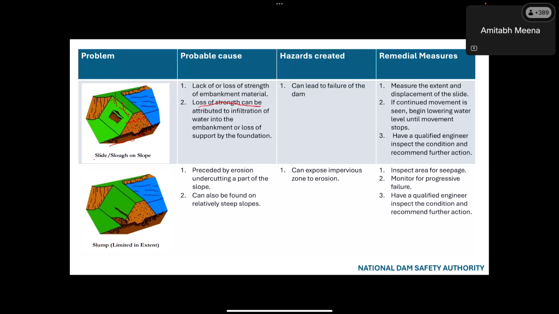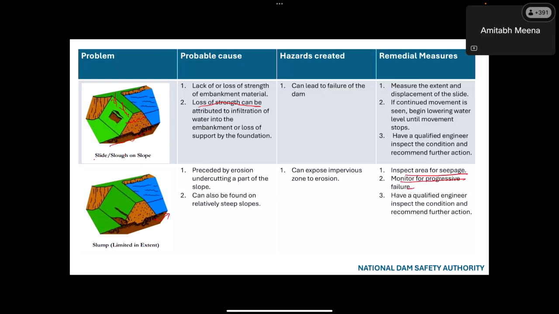And then appropriate measures should be taken. In this case, this slump has occurred. This was limited, but may cause serious issues as well. So we have to inspect the area for seepage and monitor the progressive failure. Always seepage is an indicator which will tell you the condition of the health of the dam.